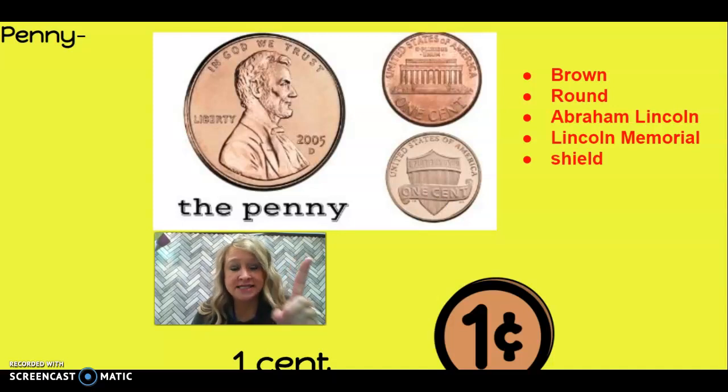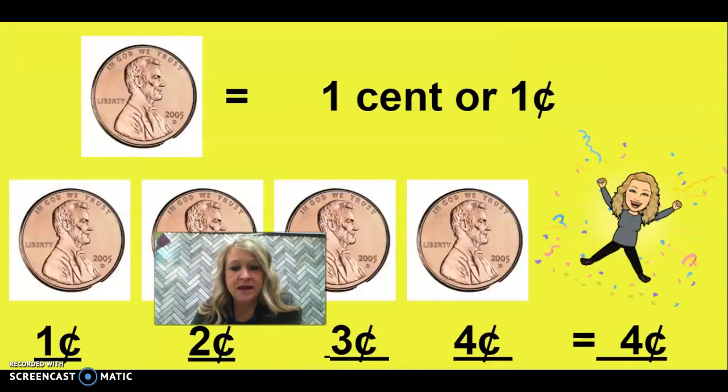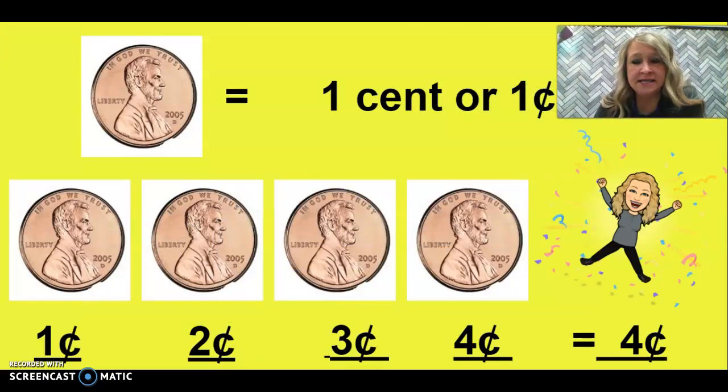1 cent. Very good. Then you counted a group of pennies and you wrote their value under each one. You told me that 2 pennies is the same as 2 cents. 3 pennies is 3 cents. 4 pennies is 4 cents.